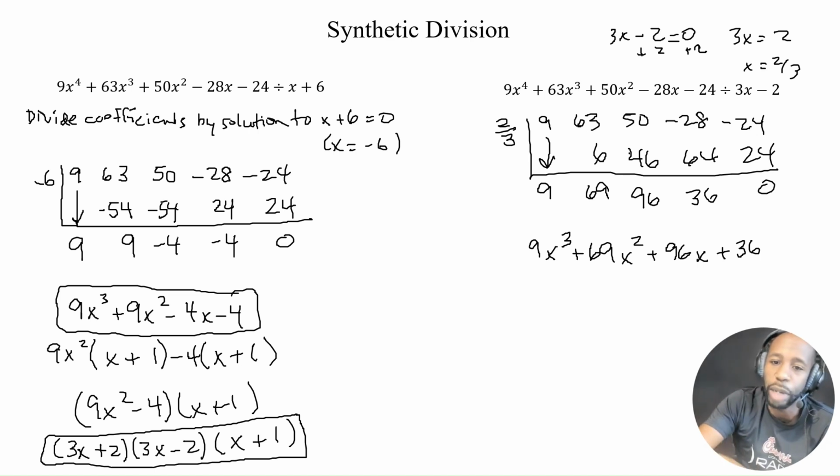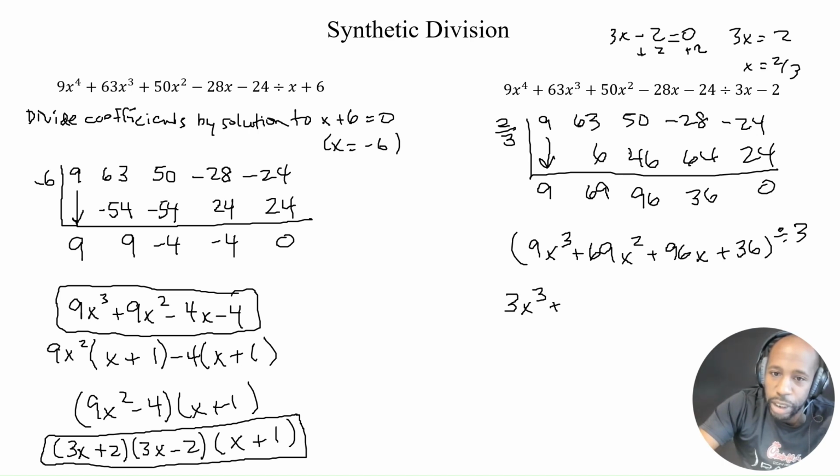All of these are divisible by 3 if you look at them. So we just divide the whole thing by 3. And that gives us 3x cubed plus 69 divided by 3, that's going to be 23x squared plus 96 divided by 3 is 32x plus 12. Final answer.